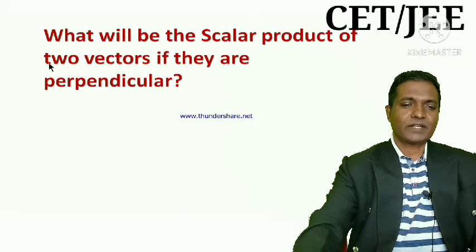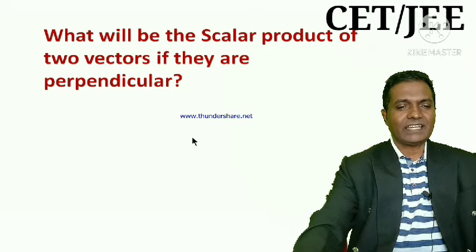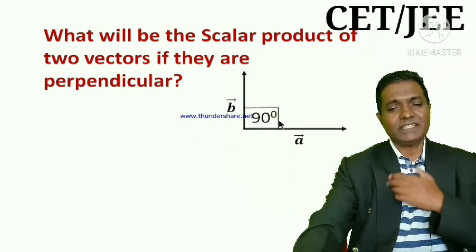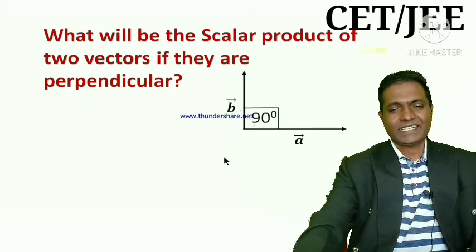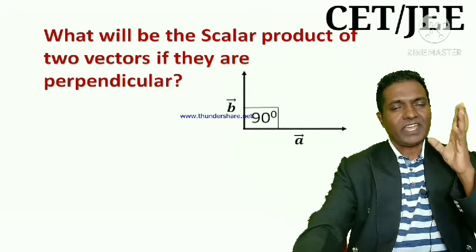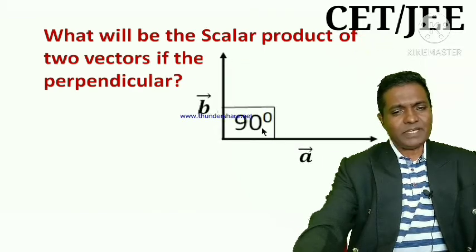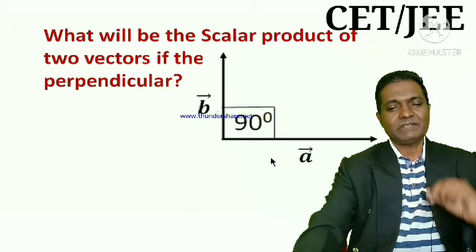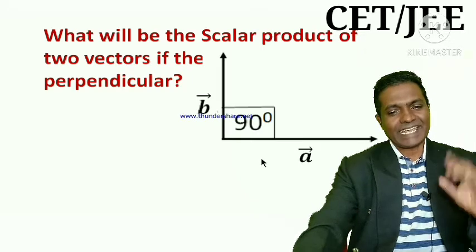What will be the scalar product of two vectors if they are perpendicular? Depending on the angle, we will discuss a few things here. If two vectors are perpendicular, meaning the angle between them is 90 degrees, then what will be their dot product? It is a very important thing to be noted. Here A and B are two non-zero vectors which are perpendicular to each other, so the angle between them is 90 degrees.